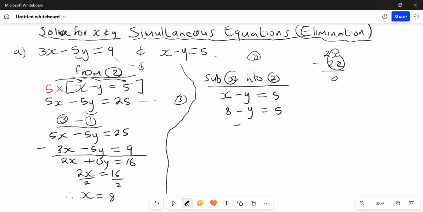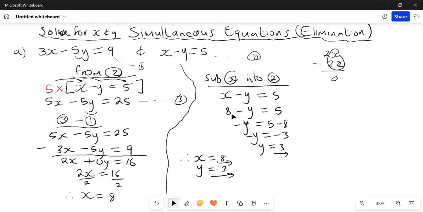Then we transpose our 8. Now we have 5 minus 8, which gives negative y is equals to negative 3. Remember, now we divide both sides by negative 1, and then we get a positive 3. So now we can say therefore our x is equals to 8, and our y is equals to 3. Then we're done, right? I hope we all understood that part.